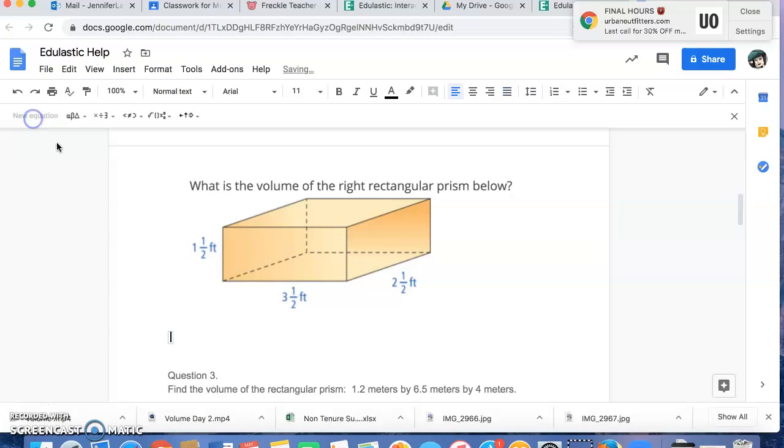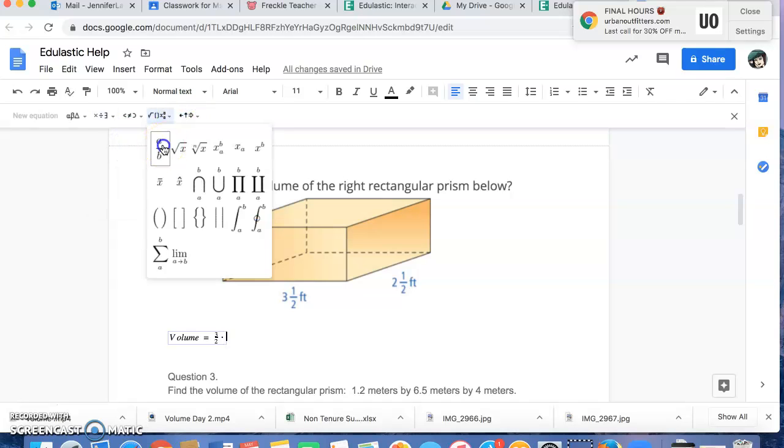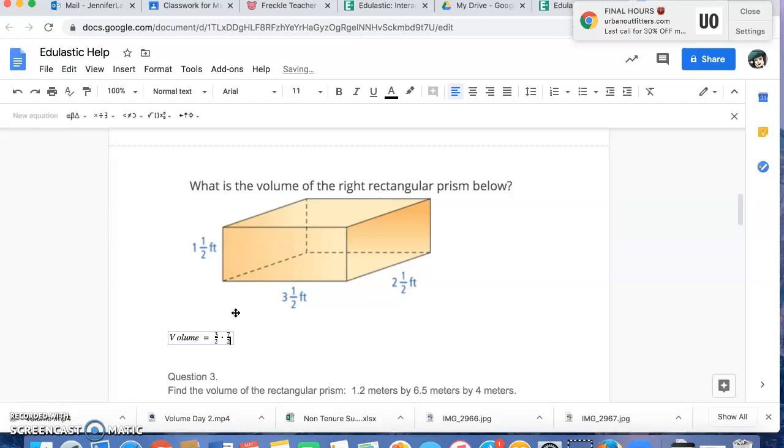Number 2 wants the volume of that right rectangular prism. So again, length times width times height. So we need to convert all of these. So I get 3/2 times 3 times 2 is 6 plus 1, 7/2 times 5/2. So again, we multiply straight across. 7 times 3 is 21. 21 times 5 is 105.